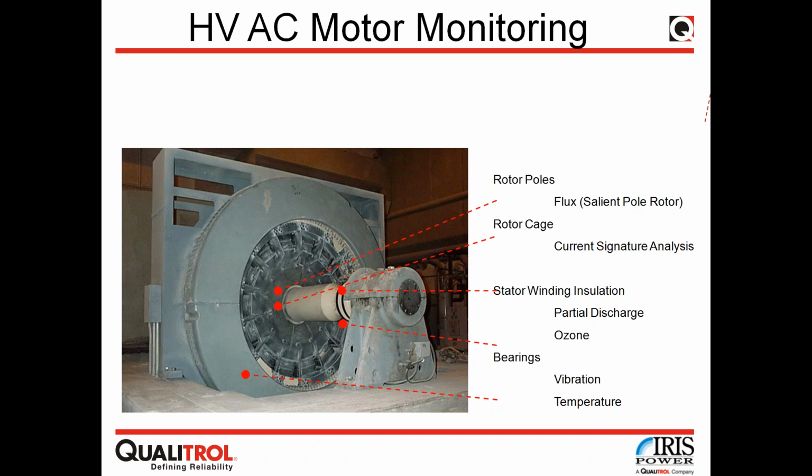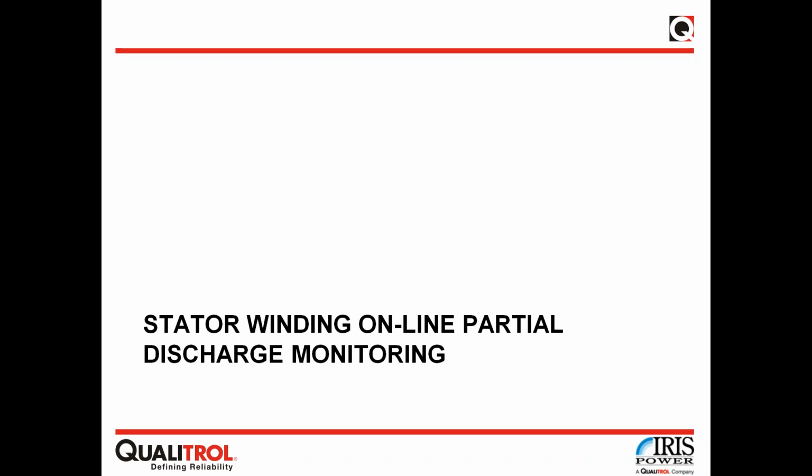On this photograph, we can see a couple of components of the motors. We'll be talking about the stator first. The stator is covered by this top and bottom shield, and the rotor is visible here. In this case, the rotor is a salient pole rotor, and we'll be talking about that at the end of the presentation. First, stator winding online partial discharge monitoring.